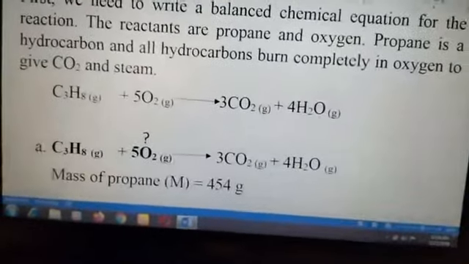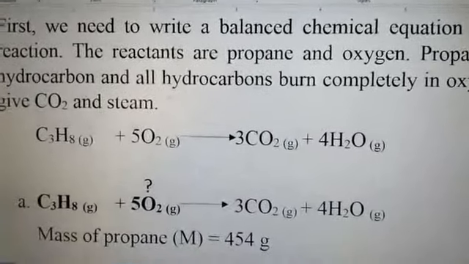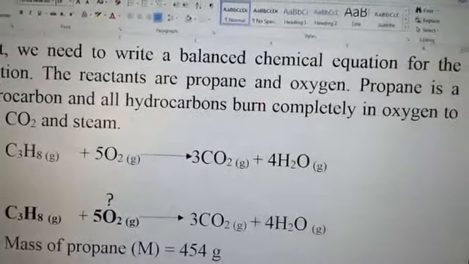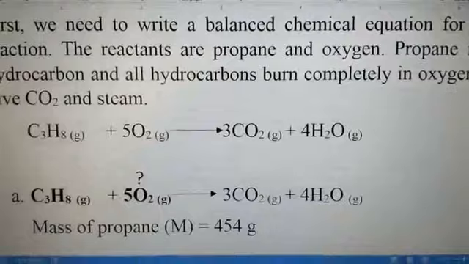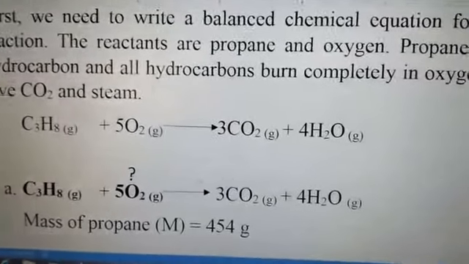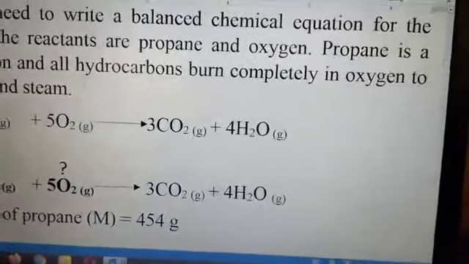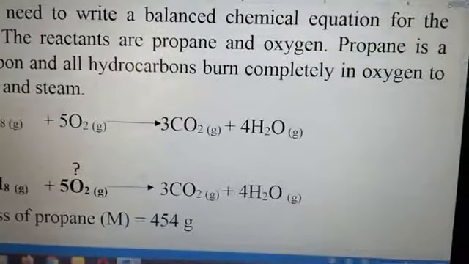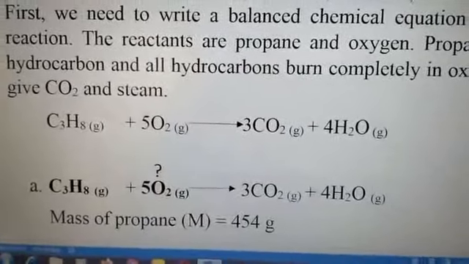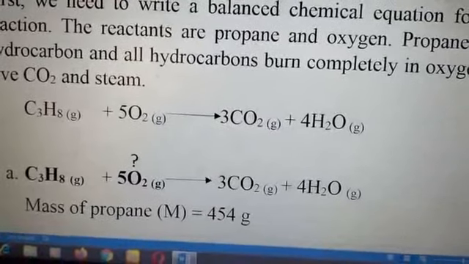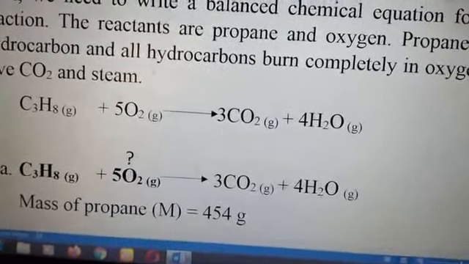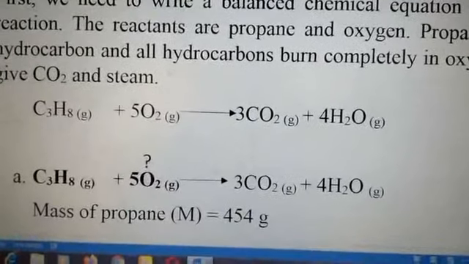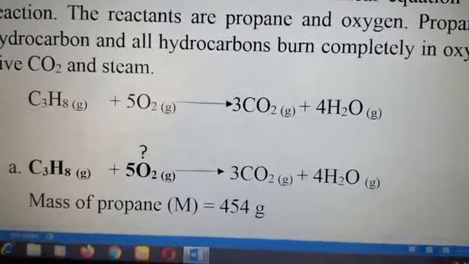And whenever a hydrocarbon burns with oxygen, it's going to produce only 2 products. The 2 products are CO2 and steam. Propane is a hydrocarbon, and all hydrocarbons burn completely in oxygen to give CO2 and steam. Hydrocarbons are compounds that contain only carbon and hydrogen. So you have the equation and it's well balanced. If it's not balanced, it's not making any sense at all.